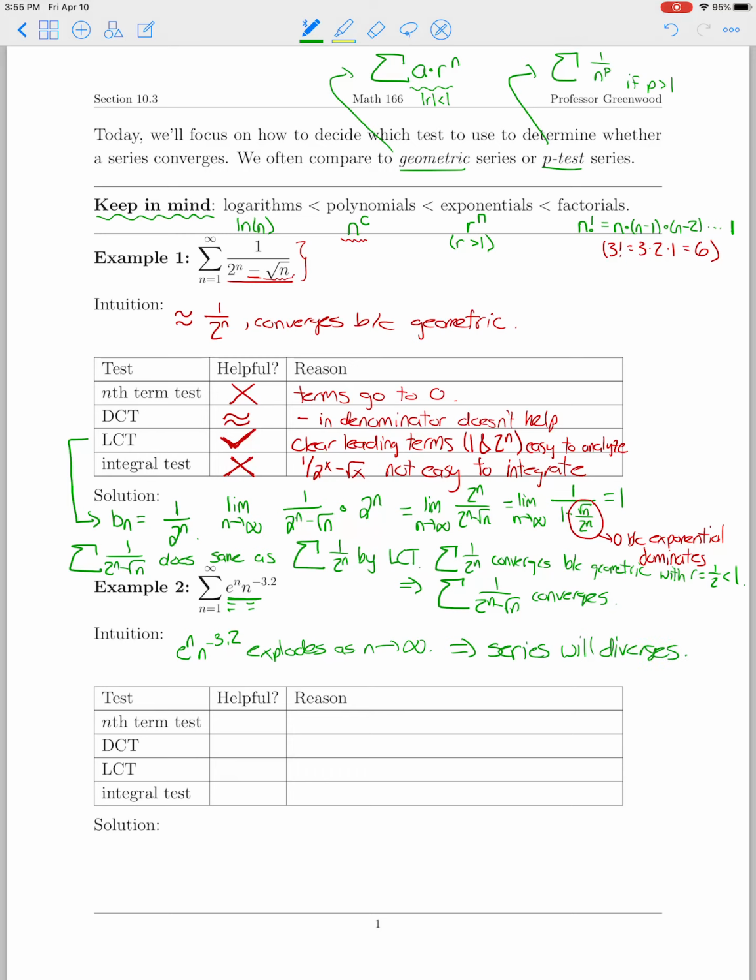And so this means that in this case, the nth term test is helpful. And that's because the terms explode themselves. And if they explode, another way of saying that is that they don't go to zero. All right, so as soon as we see the nth term test applies, that's almost always the easiest test to apply. And so none of these are going to be good to use, and that's just because the nth term test already worked.